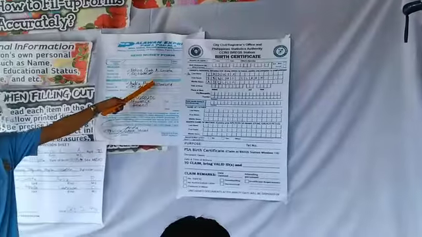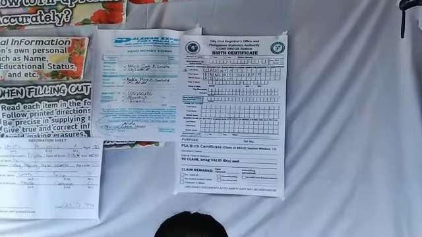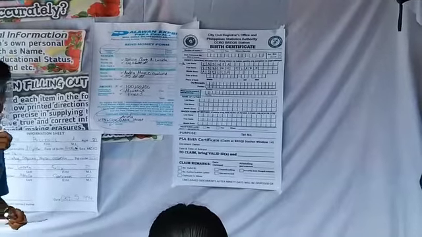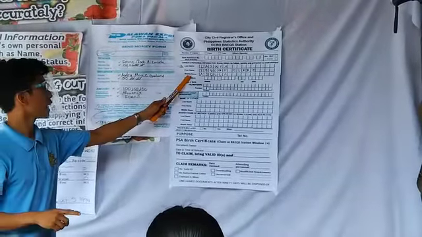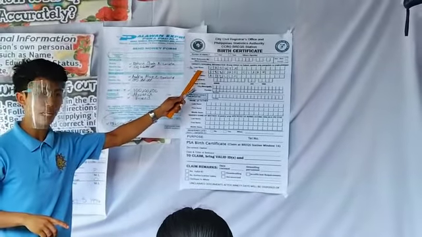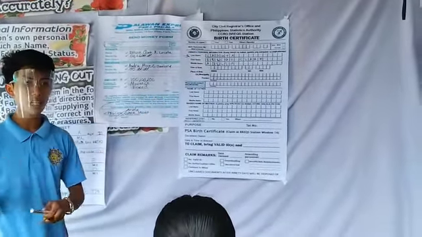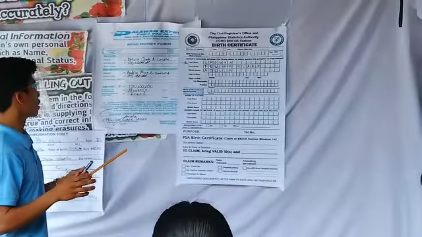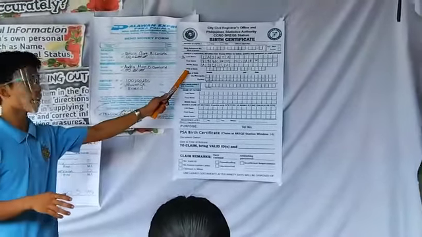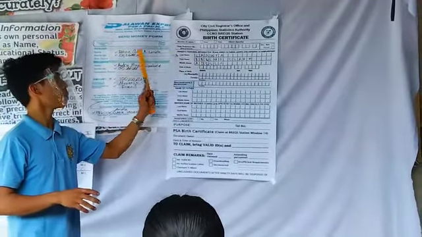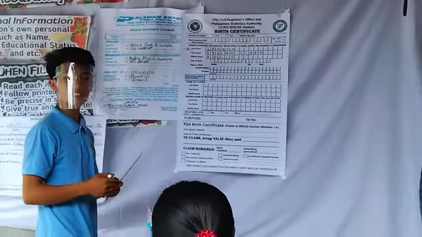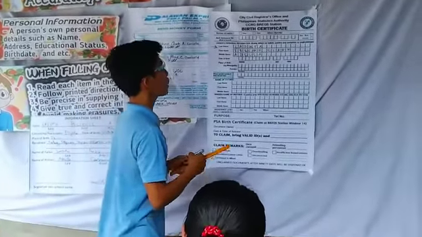In this, compared to this, they are asking for the middle initial, just the initial, the first letter. But here, he is asking for the middle name, the complete middle name. Middle initial and middle name are the same but different. Why? Initial is just the first letter and middle name is the complete name. Understand? Yes, sir. Okay.